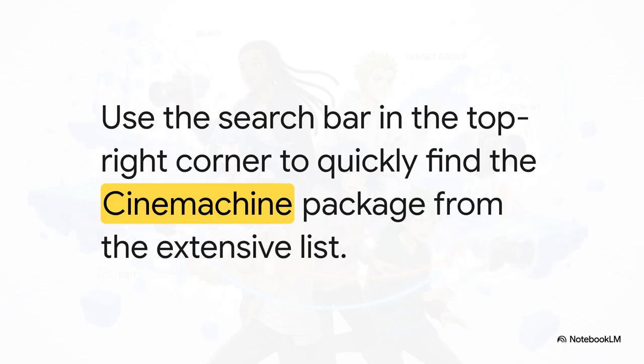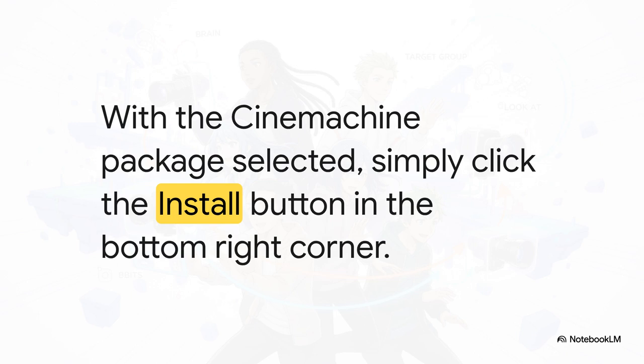Now, that list is going to be huge, so don't bother scrolling. It's way faster to just use the search bar in the top right corner. Just type in Cinemachine and it'll pop right up. Once you see the Cinemachine package in the list, just select it, and then in the bottom right corner of the window, you'll see a big Install button. Go ahead and click that, and Unity will take care of the rest.